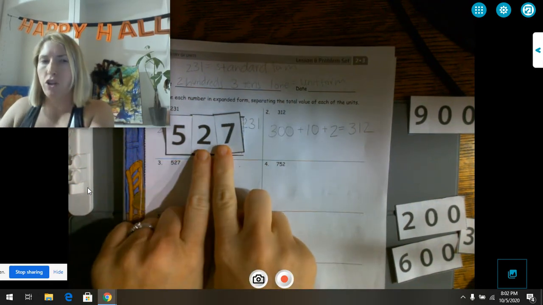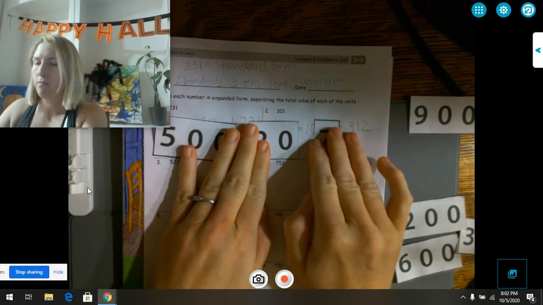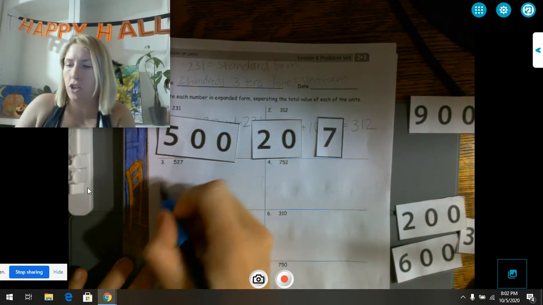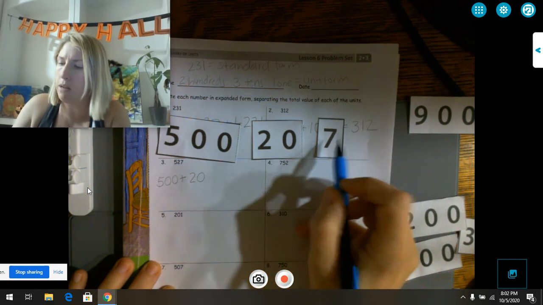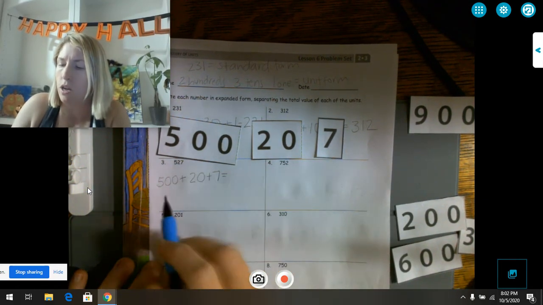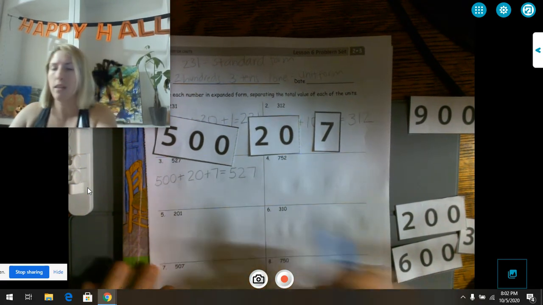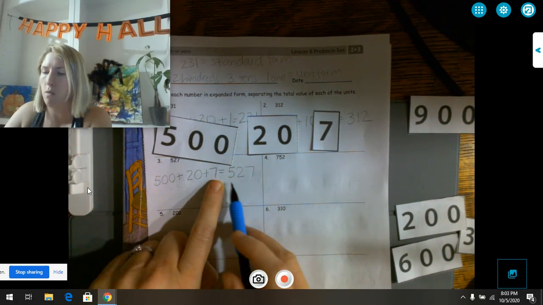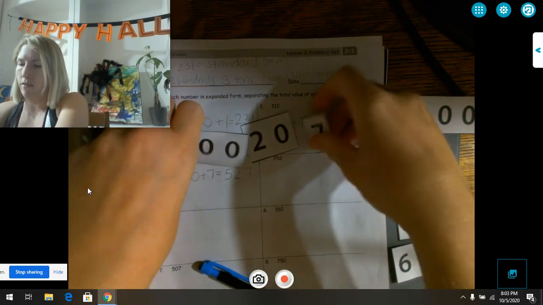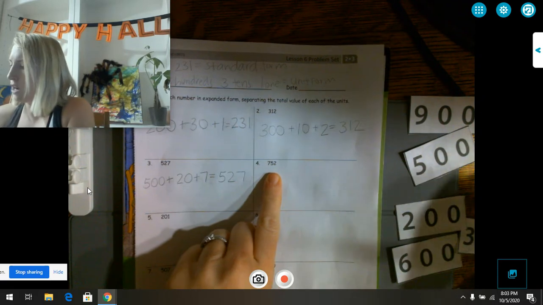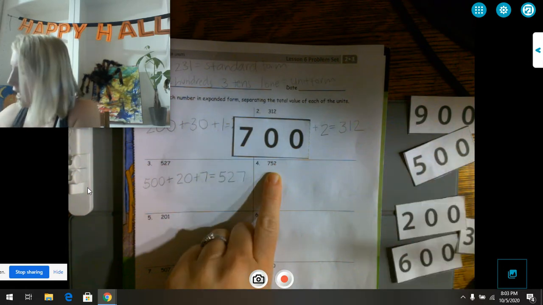Okay, so 527, I've built my number just like it has there, and now I'm going to expand that number out. And I have 500 as one of my parts and 20 as one of my other parts. And my last part is 7. So 500 plus 20 plus 7 equals 527. Another way to say that would be 5 hundreds, 2 tens, and 7 ones equals 5 hundreds, 2 tens, and 7 ones, which is 527. Okay, next we have 752. Go ahead and find your pieces for that. We have 700.